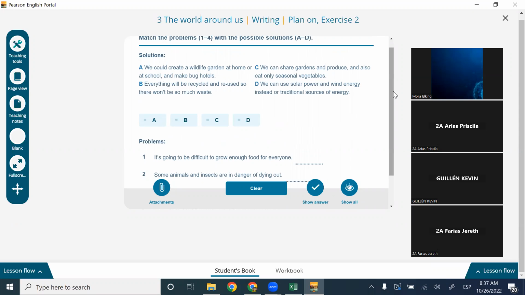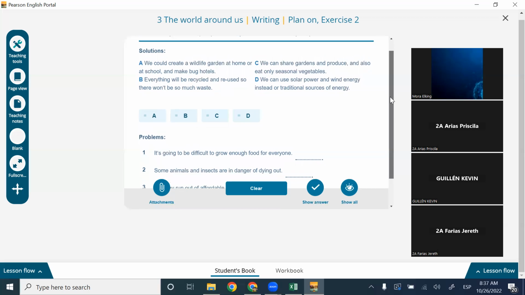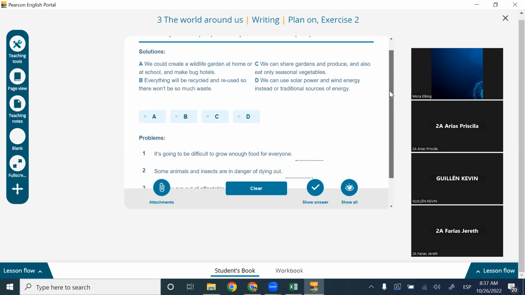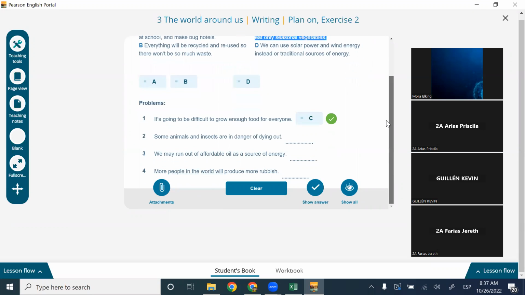What is the solution, mister? A, B, C, or D? C. The letter C. Read the letter C, please. We can check gardens and also eat only seasonal vegetables. Some seasonal vegetables. Continue with number 2.